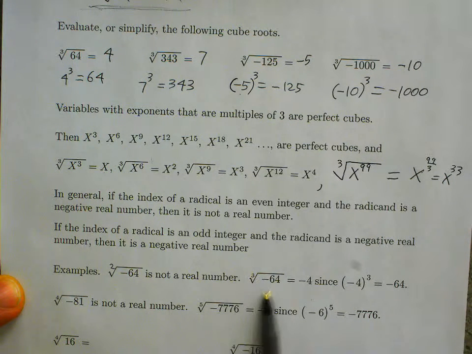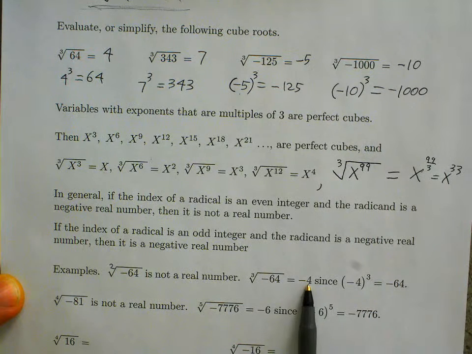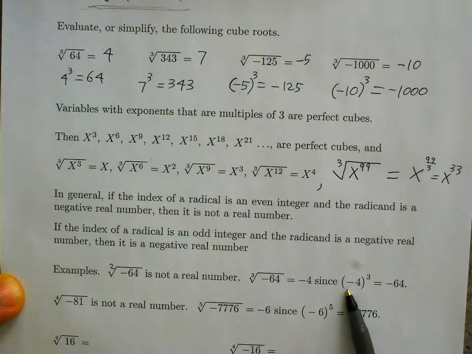But the cube root of negative 64 is equal to negative 4. This time the index is odd, and a radical whose index is odd and the radicand is negative is equal to a negative real number. And as you've seen, this is consistent with this equation. If you cube the number negative 4, it's equal to negative 64.